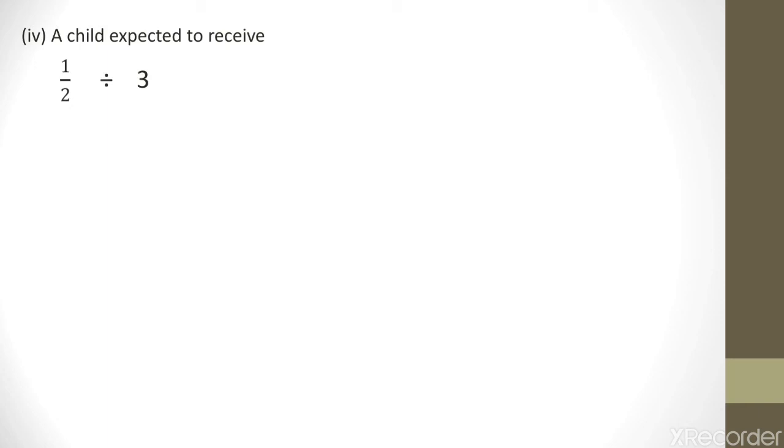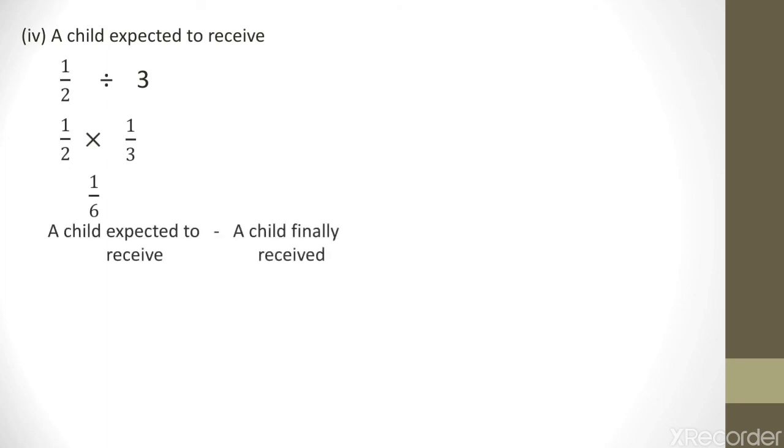So if he has given half of the land, then another half is remaining. Then that half should be divided among 3 children. Half divided by 3, you write the multiplication as I taught you previously, then 1/3 as the reciprocal. So when you multiply, it will be 1/6. Numerator to numerator, denominator to denominator can be multiplied. 1/6. That is the portion that a child expected to receive.